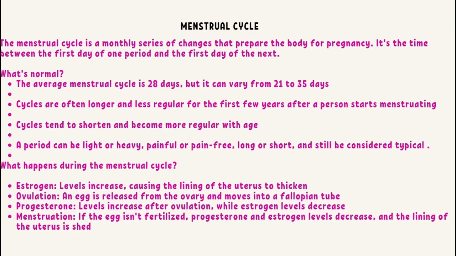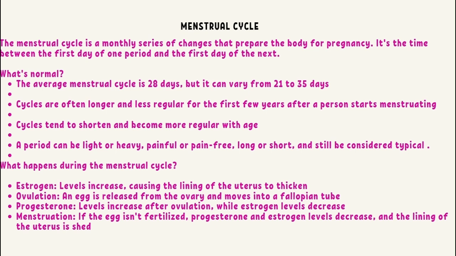Then the menstrual cycle. The menstrual cycle happens every month and prepares the body for pregnancy. If there's no implantation, there will be no pregnancy, so no implantation equals having a menstrual period. Technically they say it should be every 28 days, but it can vary from 21 to 35 days.